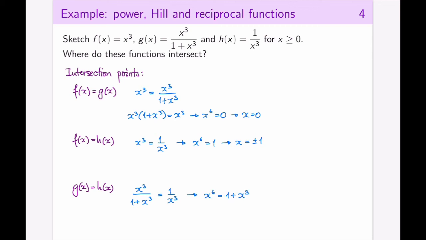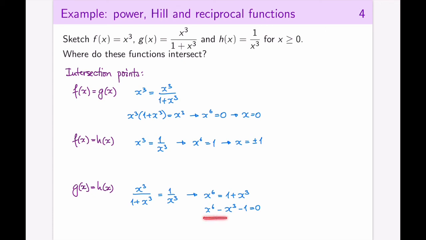And now I'm sort of in trouble, because even if I move everything over to one side, it's not obvious how to solve this. x to the 6th minus x cubed minus 1 is equal to 0. There's a couple of ways to actually do it. This might be something that you ponder about. It's an equation that you probably have actually seen before. It's just a little bit disguised.